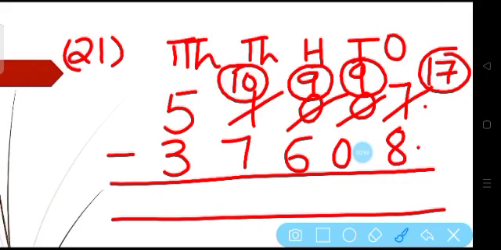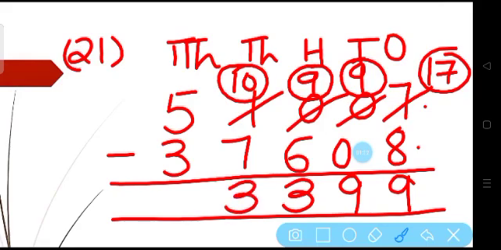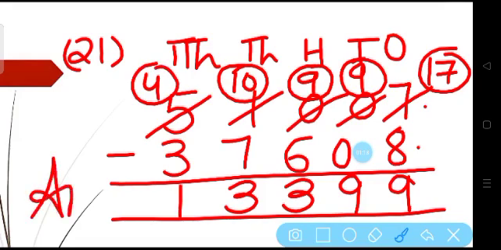So 17 minus 8 will be 9. 9 minus 0 will be equal to 9. 9 minus 6 will be equal to 3. 10 minus 7 will be equal to 3. And here we are having 5, so it will become 4. 4 minus 3 will be equal to 1. So our answer is 13,399.